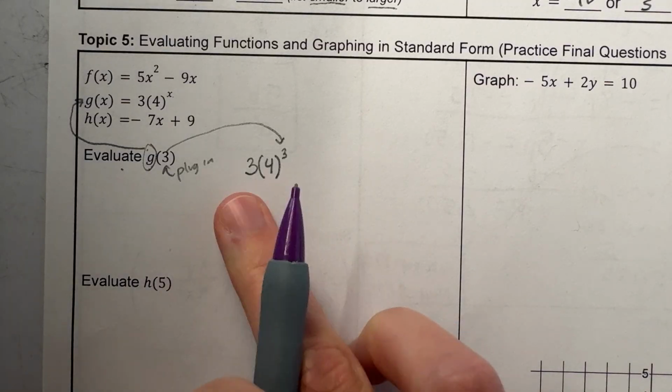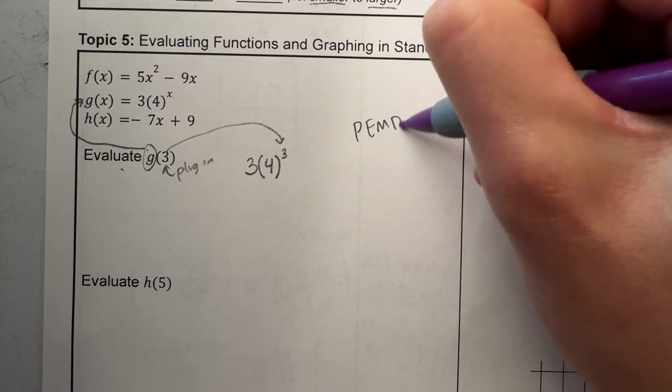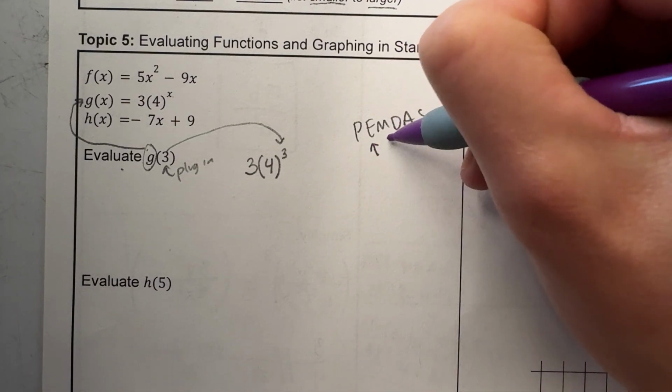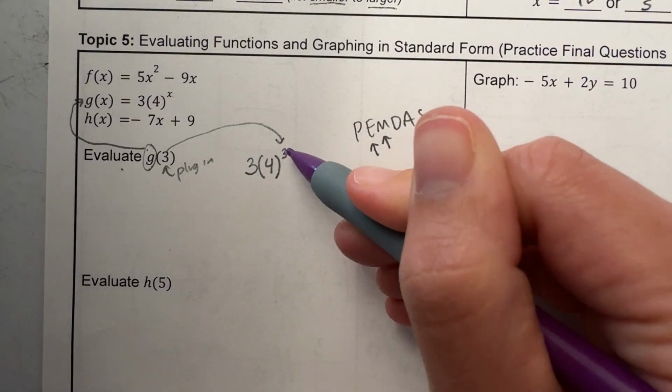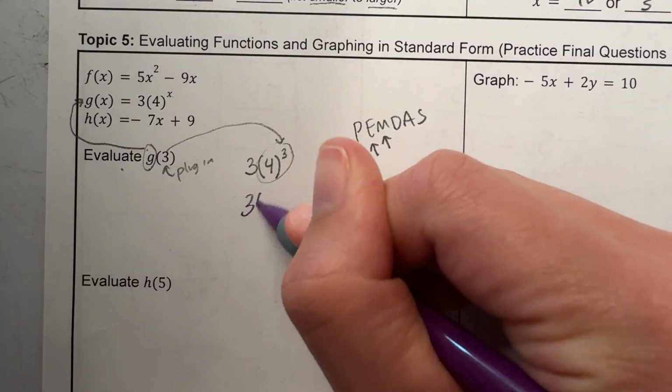Okay, now what's tricky here? Order of operations. Okay, PEMDAS. This is going to come up a lot. Exponent happens before multiplication. So here I'm going to do this part first, the exponent first, 4 to the power of 3 first, then the multiplication. So this is going to be 3 times.